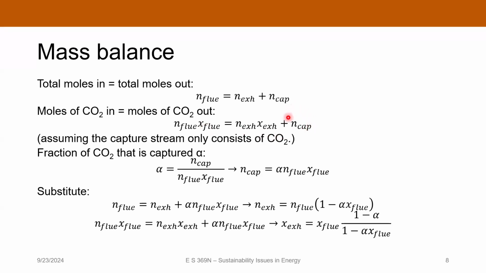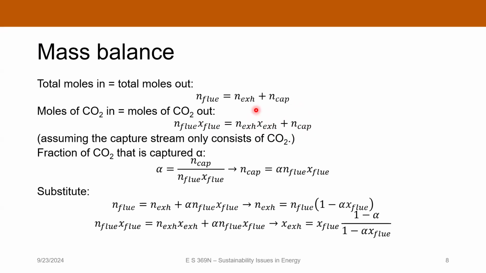Now, one thing I'm going to do over here is we'll assume that the capture stream only has CO2 in it. So X capture is equal to 1, so I'm not including it here. But we'll assume that maybe there's some impurity in the exhaust stream. So maybe we're capturing CO2, and there's no impurities in the captured stream, but maybe we're not capturing all the CO2, and some of it goes out in the exhaust stream.